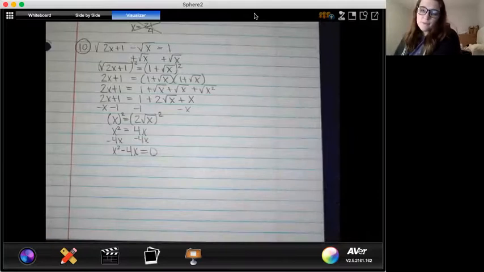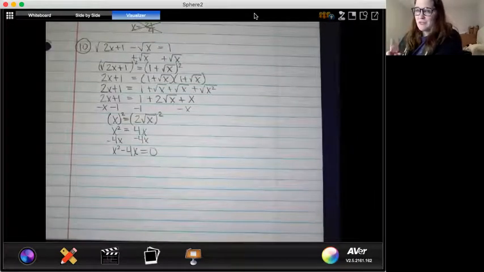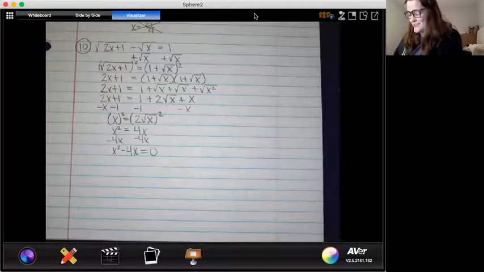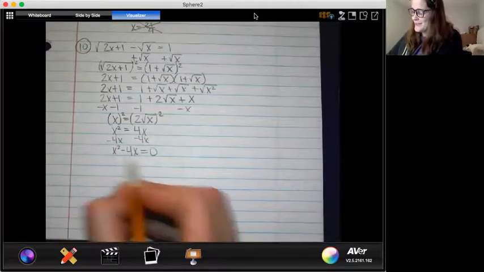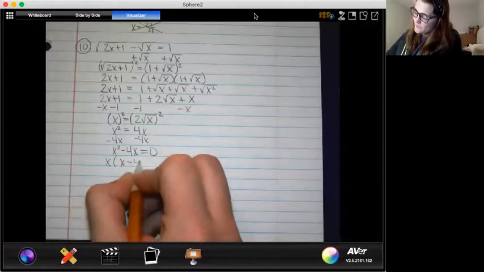At this point, we would factor. Now, we only have 2 terms, so that's okay. 2 terms means I could do GCF, I could do difference of squares. That's it, actually. So we have GCF in this scenario. If you can't tell, there's x's in both of them. So x times x minus 4.